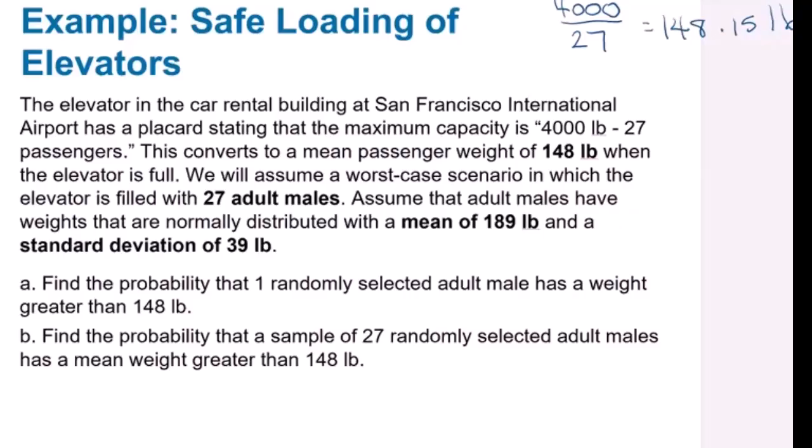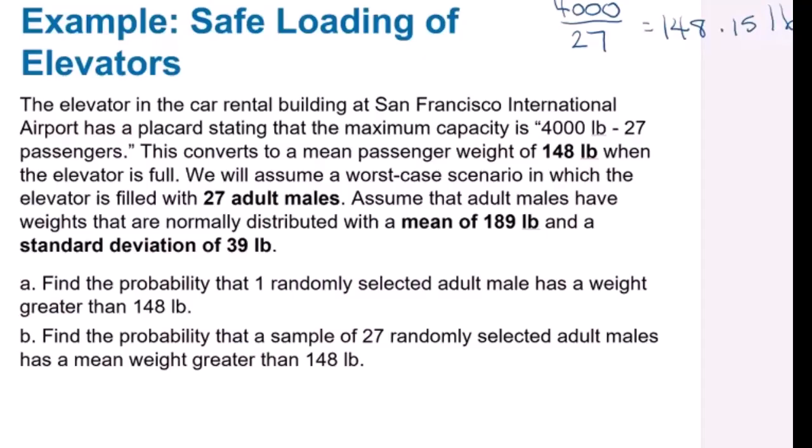Assume that adult males have weights that are normally distributed with a mean of 189 pounds and a standard deviation of 39 pounds. A, find the probability that one randomly selected adult male has a weight greater than 148 pounds.